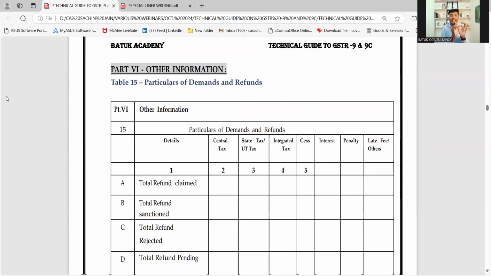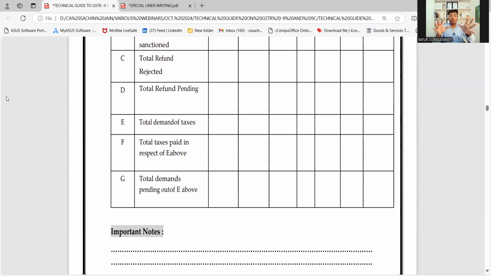Next table, which is related to part number 6, is an optional table. We'll briefly discuss it. In this table, if you have claimed any refund during the financial year, or if you have any demand which is raised by the departmental authority, you need to show it here.